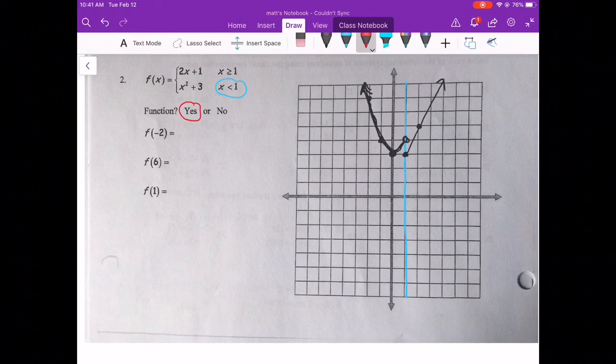So yes, this is a function because I don't have any point that has the same x value but different y values. So no x values get repeated. It's still a one-to-one correspondence.